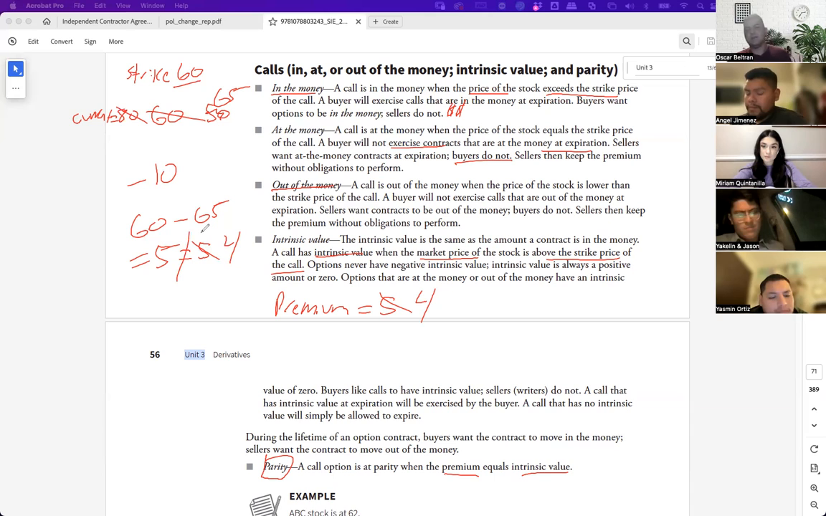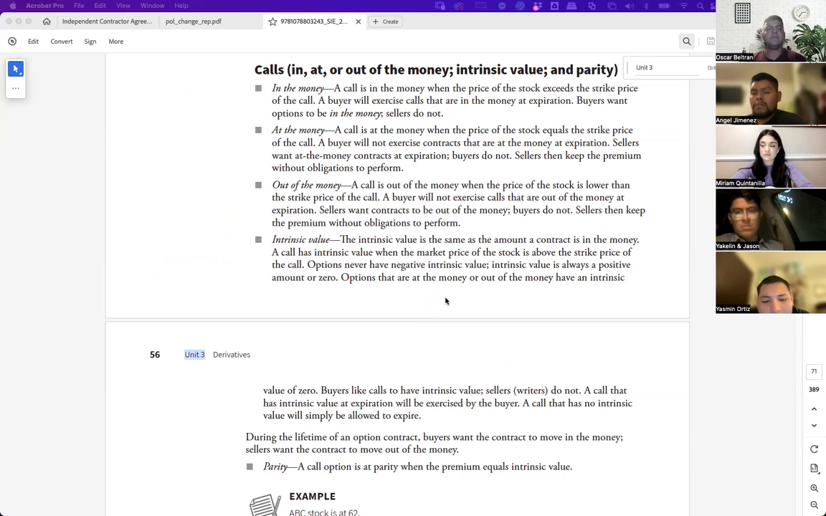Overall, these terms are used interchangeably between calls and puts. The only difference you have to understand is that for calls, we wanted to go up, and for puts, we wanted to go down. That's the main difference. The direction for in the money is opposite, but the way you do the math is the same. Hey Oscar, so could parity also mean like when you're breaking even?